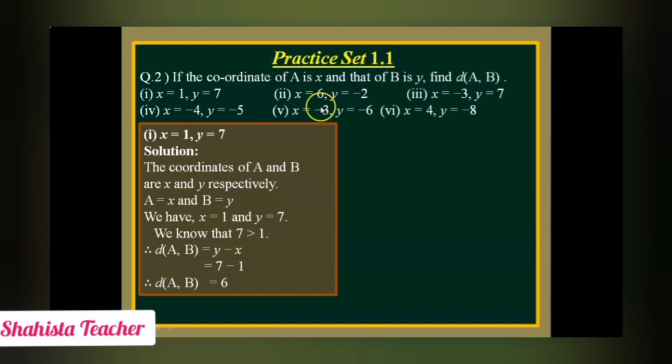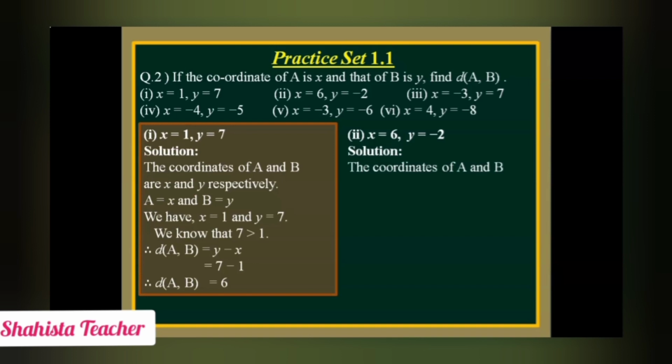So students, let's solve sub-question 2 here. x is equal to 6 and y is equal to minus 2. As I told you before, x represents A and y represents B. Here x is 6 and y is minus 2. That means A is 6 and B is minus 2. So here we will write the solution. The coordinates of A and B are x and y respectively. This statement is the same for all.